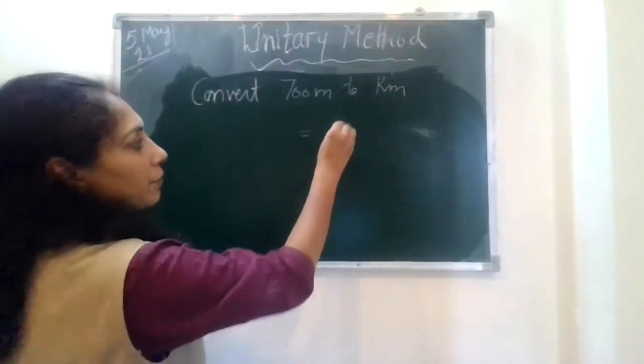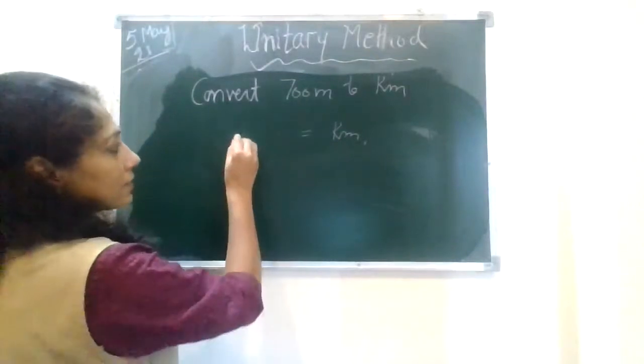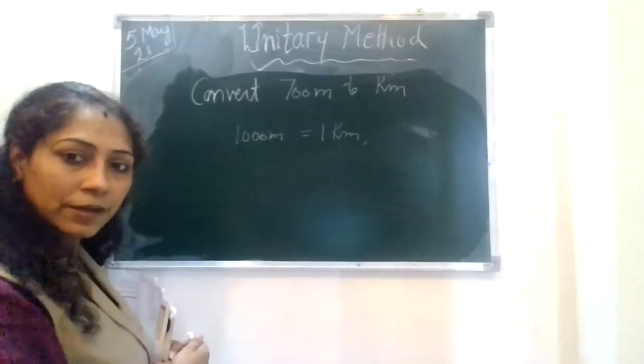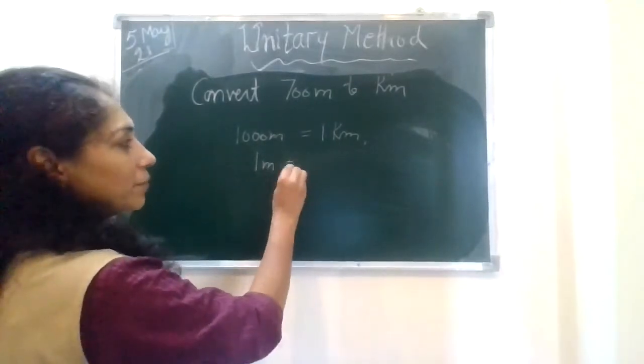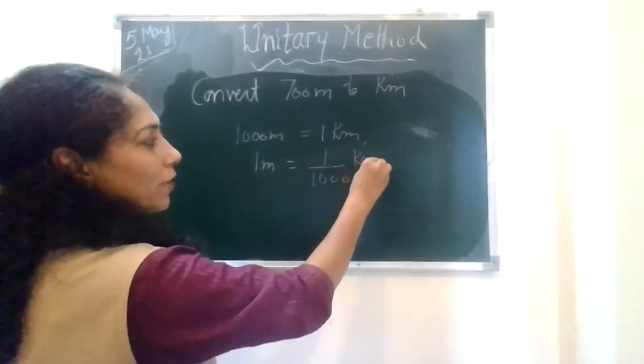Kilometer में convert करना है. I'm writing it on the right hand side. हमेशा याद रखना, ठीक है? Can I write 1000 meters is equal to 1 kilometer? Same. Remember, 1 meter किया, छोटा कर दिया, 1000 kilometer और छोटा हो गया, ठीक है?